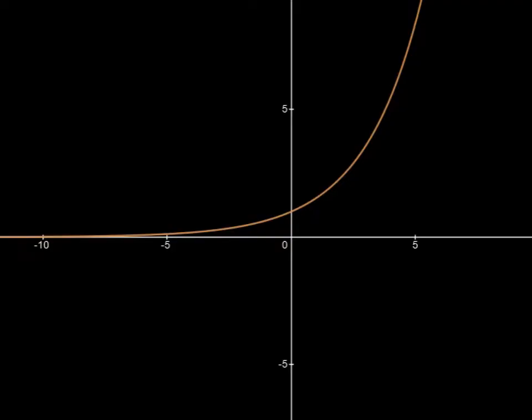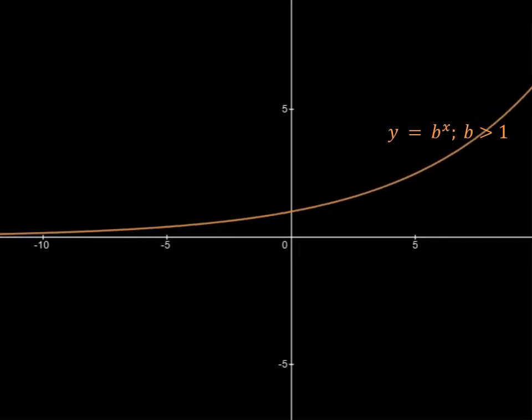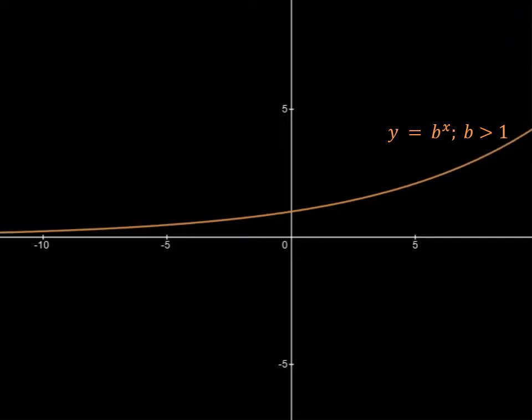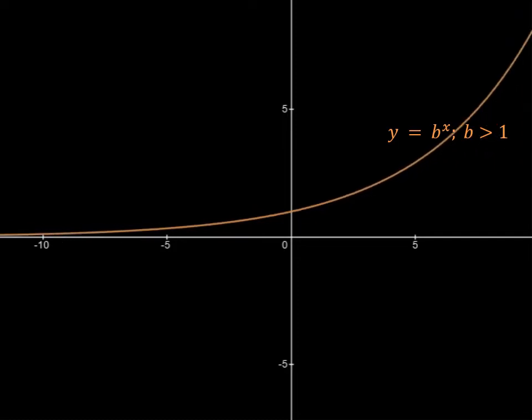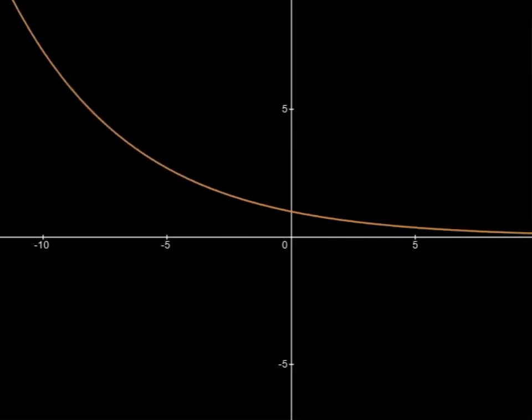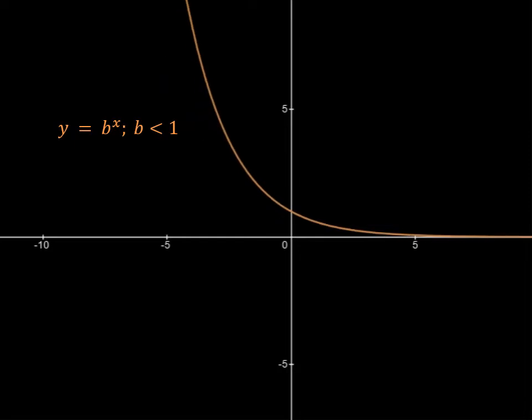So again, we have the graph of y equals b to the power x, and in this case, b is greater than 1. Now we're going to see the case when b is less than 1. This is the graph of y equals b to the power x when b is less than 1.